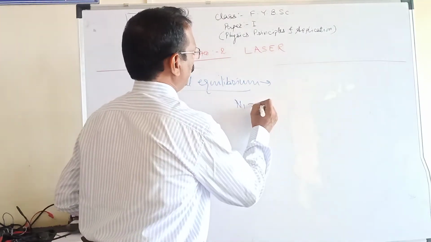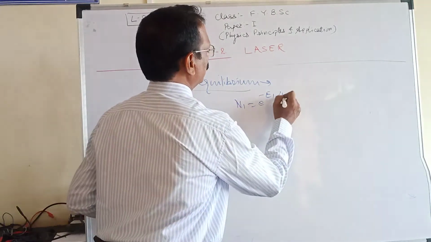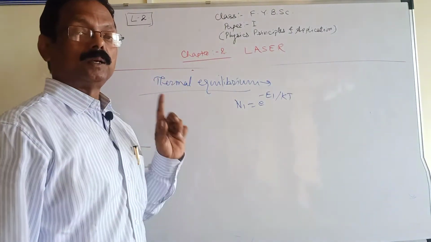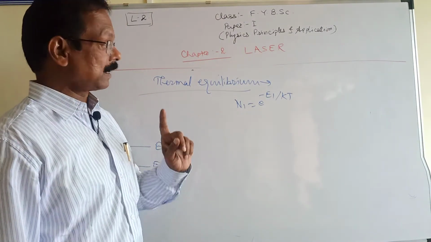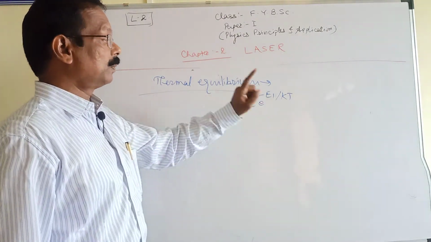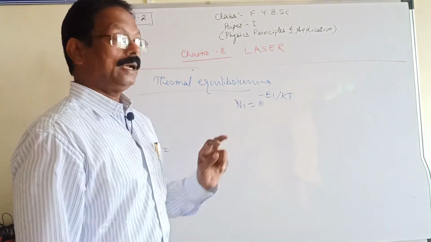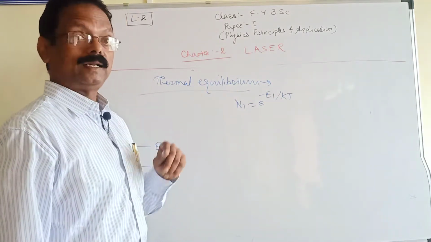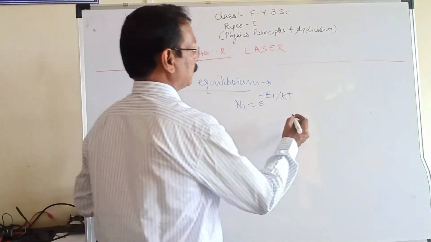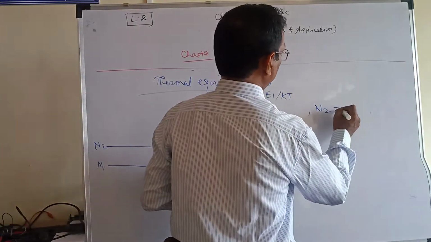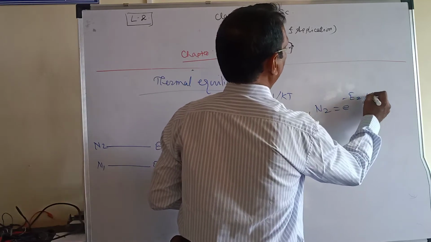N1 is equal to e raised to minus E1 upon kT. This is the equation for the population of atoms in the ground state level, where E1 is the ground state energy level, k is the Boltzmann constant, and T is the temperature. And the population of atoms in the higher energy level, N2, is equal to e raised to minus E2 upon kT.